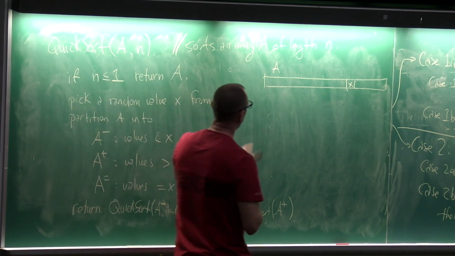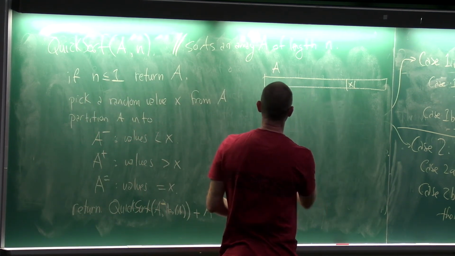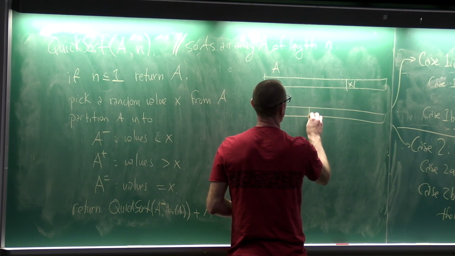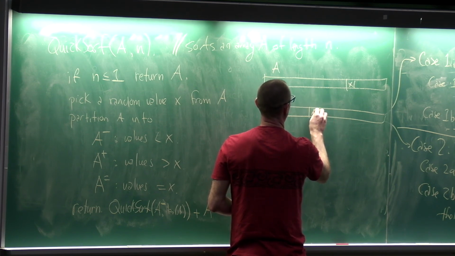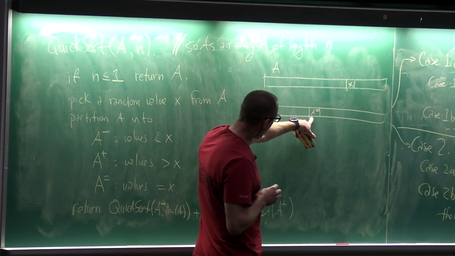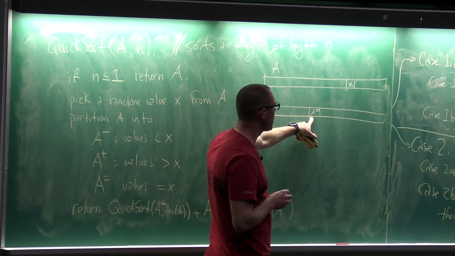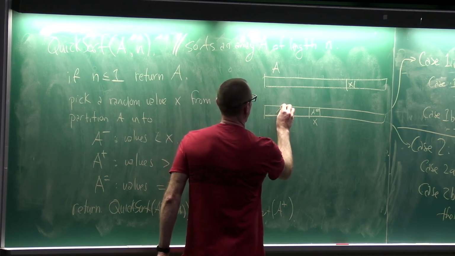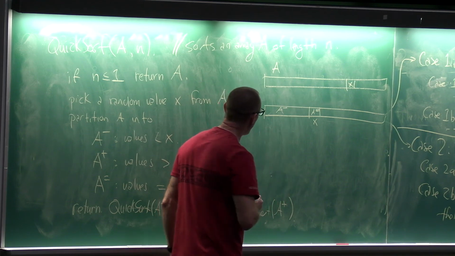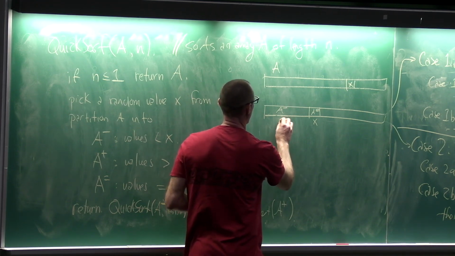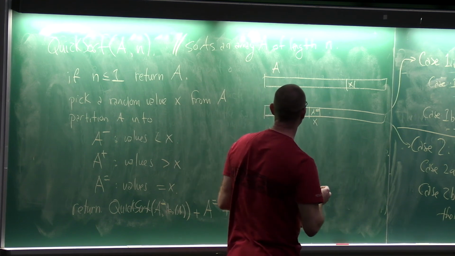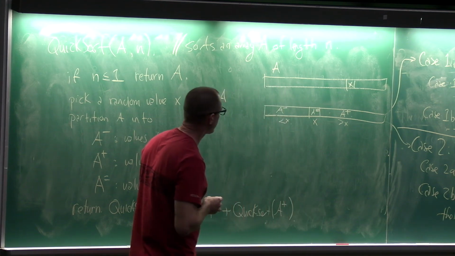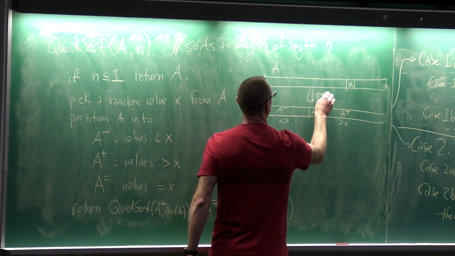So what does that look like? We start with A, we pick a random value x from A. We do this partitioning, and in this partitioning, we get a little subarray, A equals, which contains all the values equal to x. Usually there's only one value that's equal to x in the whole array. We get a bunch of values that are all less than x, so these are all smaller than x, and we get a bunch of values that are all bigger than x. That's called A plus. So this is what happens when we partition.